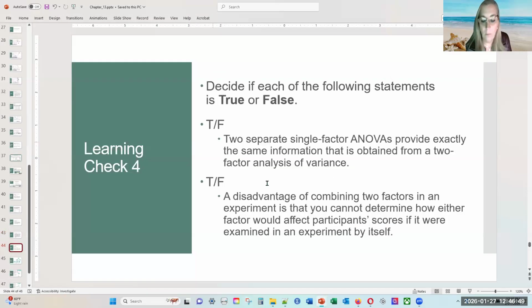All right, our last learning check for this chapter. Is it true that two separate single-factor ANOVAs provide exactly the same information that is obtained from a two-factor analysis of variance? That's an interesting thought. All right, is it true that a disadvantage of combining two factors in an experiment is that you cannot determine how either factor would affect participants' scores if it were examined in an experiment by itself?